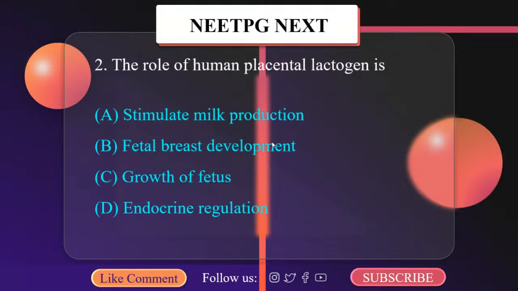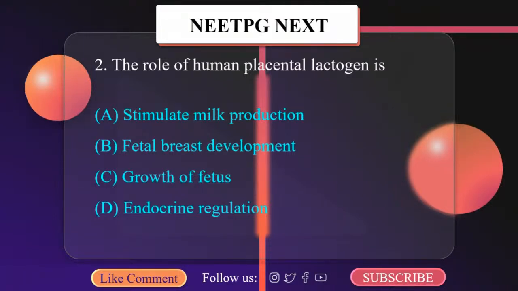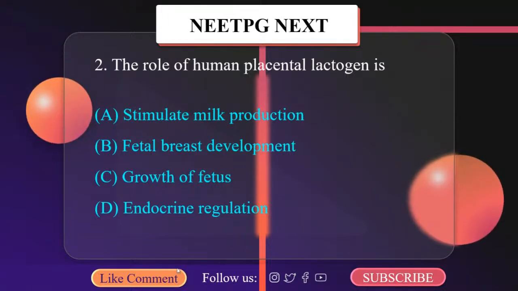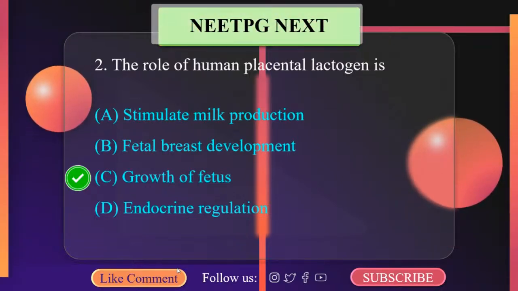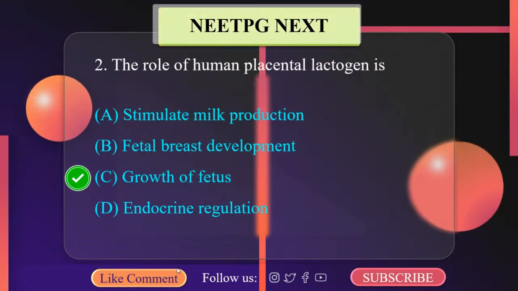The role of human placental lactogen. The role of human placental lactogen is A. Stimulate milk production. B. Fetal breast development. C. Growth of fetus. D. Endocrine regulation. So the correct answer here is growth of fetus. The role of human placental lactogen is the growth of fetus.